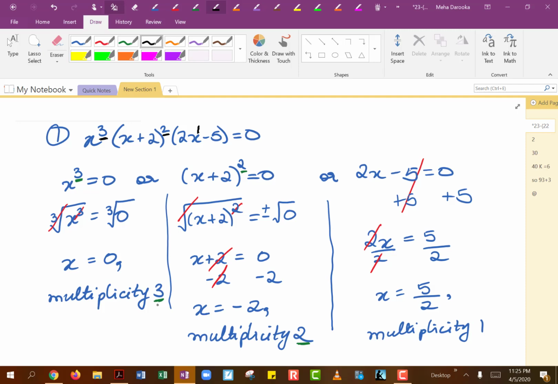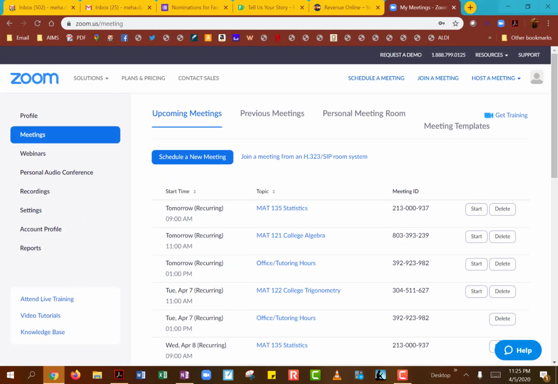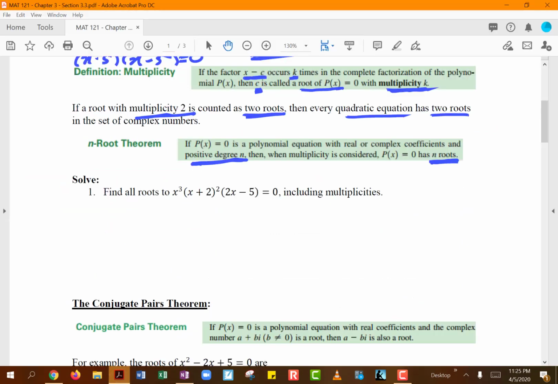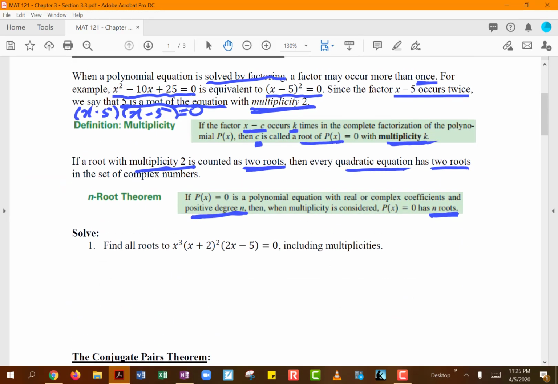So we've got 3 roots from here. We've got 2 roots from here, so that's 5. And we have 1 root from here, so that's 6. So for a 6th degree polynomial, you will have 6 roots when you solve this. So this is kind of what that n root theorem is talking about right here. So that's what this theorem is talking about.